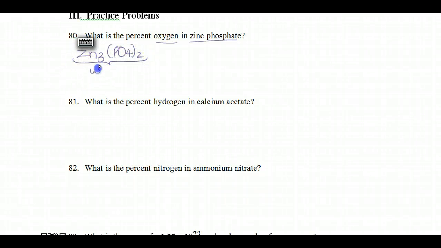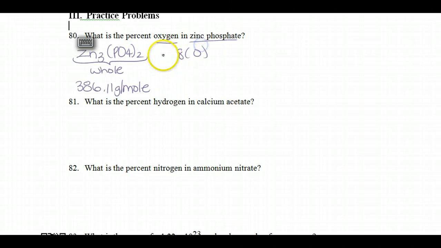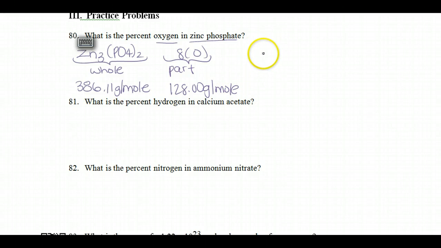So that right there, that's going to be our whole, right? It's the entire compound. And the molar mass for that is going to be 386.11 grams per mole. Then the question asks about oxygen. We have 8 oxygens in that compound, and so that's our part. Okay, you want to look at the total number of whatever it's asking. So for oxygen, it's 4, then the 2, which is why we have the 8, which gives us a mass of 128.00 grams per mole. So then we're ready to set up our part over whole for our percent.